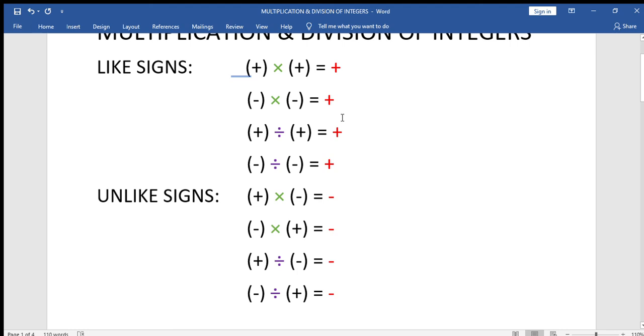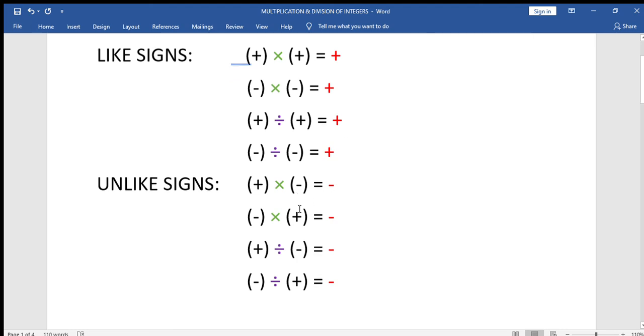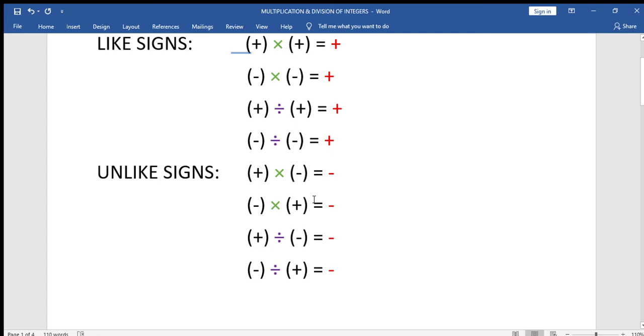If we have unlike signs, by looking at our different mathematical sentences in multiplication and division, just like this, we have positive multiplied by negative, the answer is negative. Negative multiplied by positive, the answer is still negative. Positive divided by negative, the answer is negative. Negative divided by positive is still equal to negative. Just remember, if we are dealing with unlike signs in multiplication and division, if the two integers being multiplied or divided have two different signs, then the quotient or the product sign must always be negative.